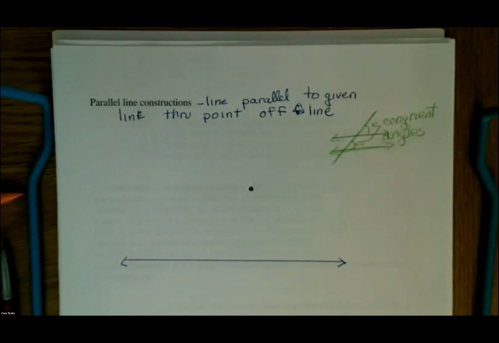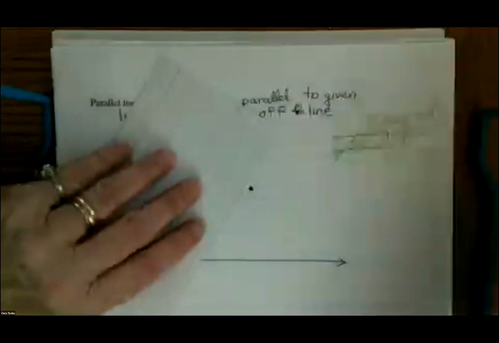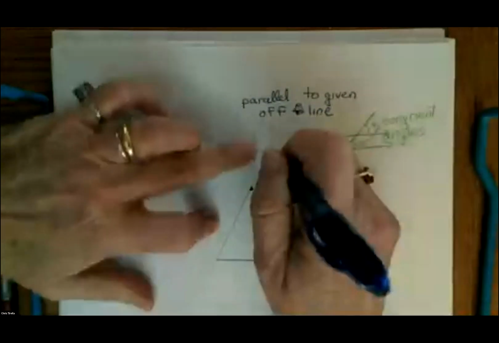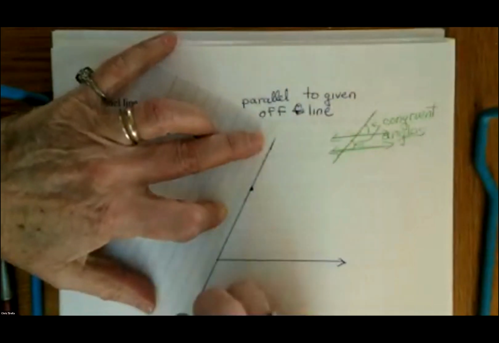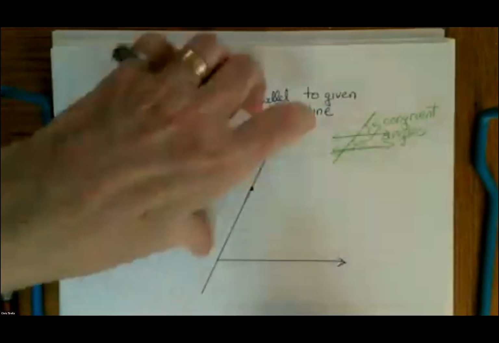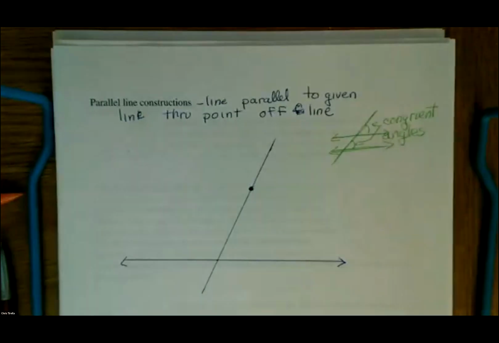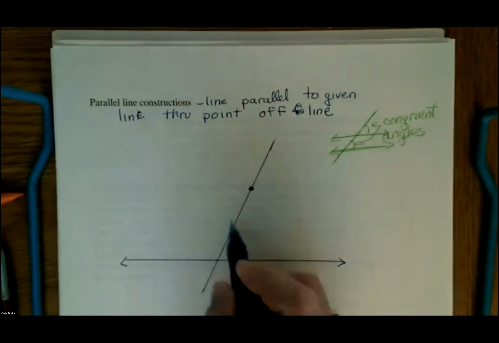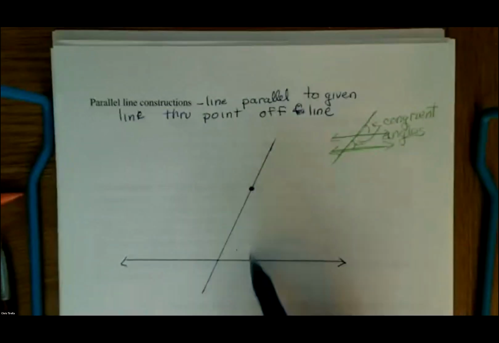So in order to do this construction from my point, I am going to draw with a straight edge any line that I want that goes from the point and crosses the line. And now for a parallel line at this point, I want to construct an angle congruent to the angle that I formed.